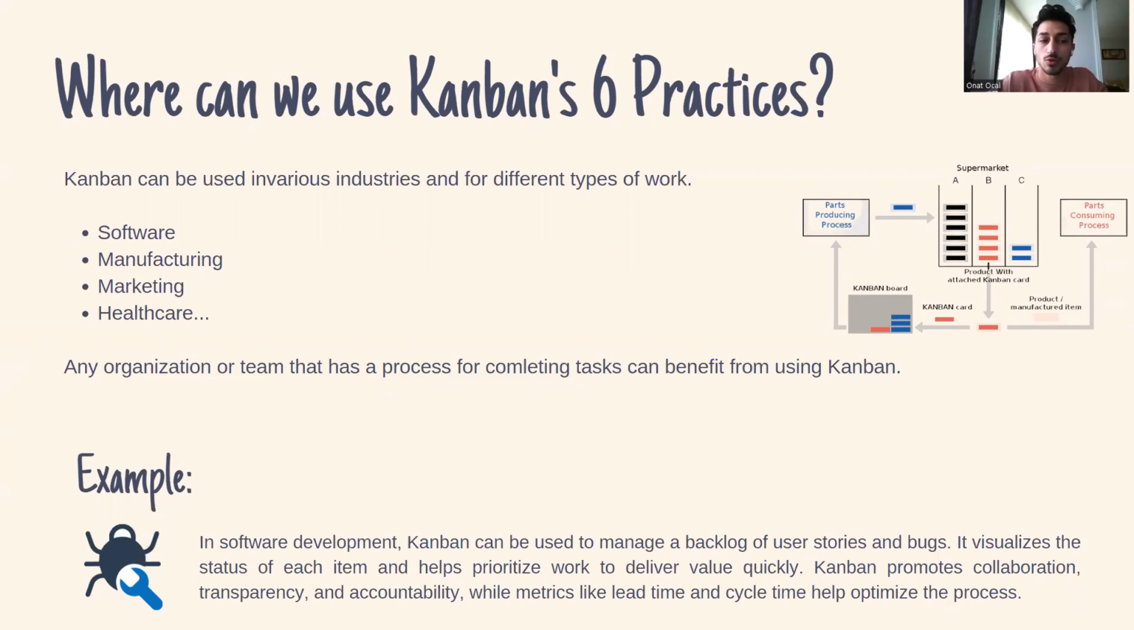Kanban can be used in almost every sector for different types of work, such as software, manufacturing, marketing, and healthcare. Any organization or team that has tasks to complete can benefit from using Kanban. For example, in software development, Kanban can be used to manage the backlog of user stories and bugs. It visualizes the status of each item and helps prioritize the work to deliver value quickly. Kanban promotes collaboration, transparency, and accountability, while metrics like lead time and cycle time help optimize the process.